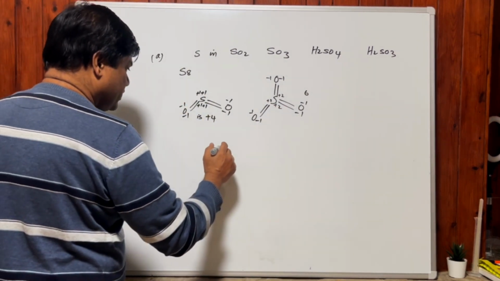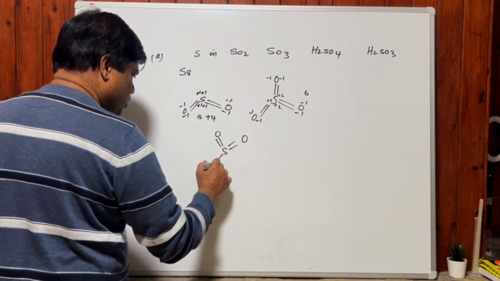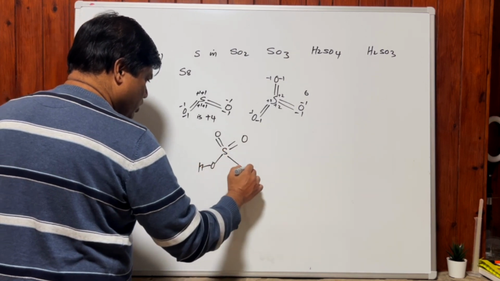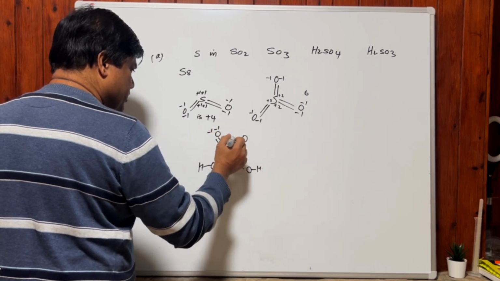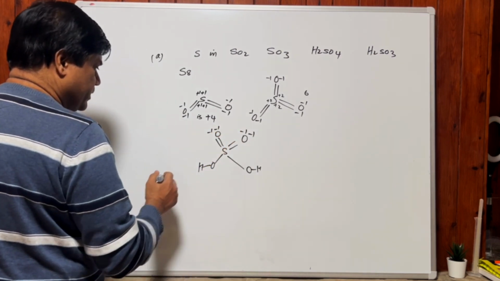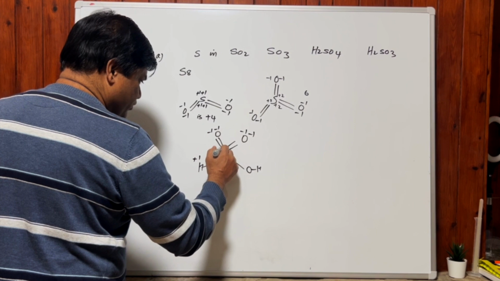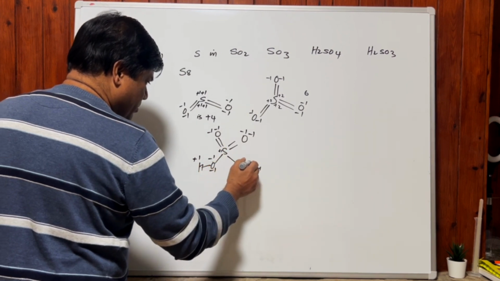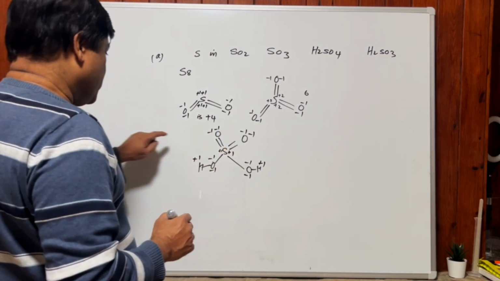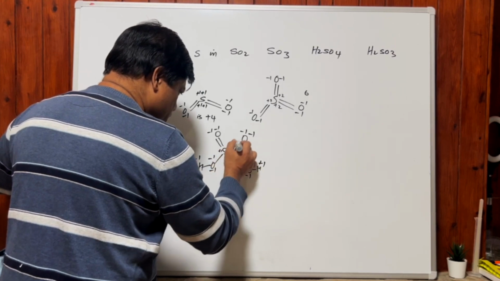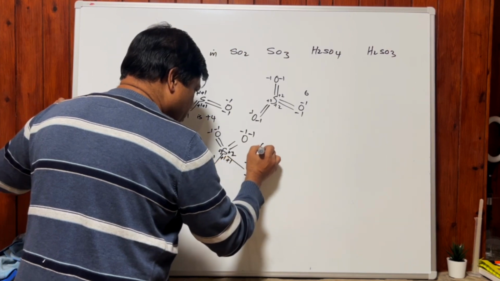Sulfuric acid has double bond O, double bond O, OH, OH. -1, -1, -1, -1, oxygen -1, -1, -1, +1, +1, -1, -1, -1, +1, +1. So here +2, here +2, these two +2, these two +2, +1, +1, also +6.